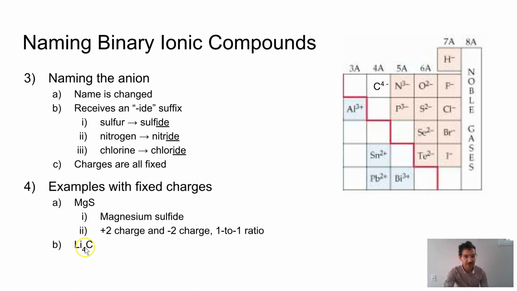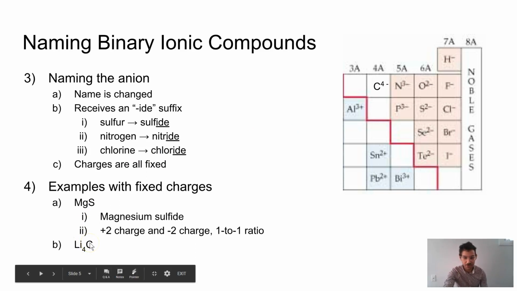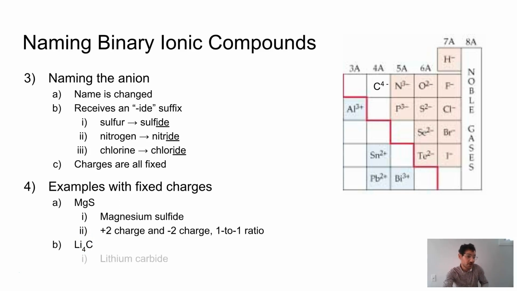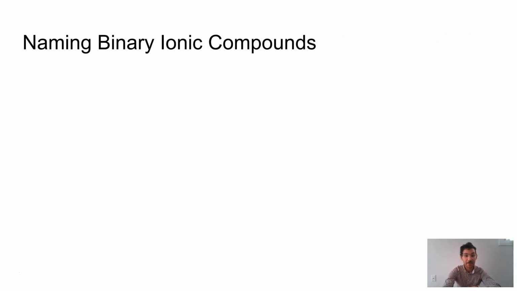Well, let's see. This is lithium, who has a fixed charge, and carbon, who has a fixed charge. All the anions do. So since lithium is not multivalent, I just call it lithium. And then I change my suffix on carbon to carbide: lithium carbide. And this is combining in a 4-to-1 ratio, we can see, because lithium has a +1 charge, if you check the periodic table, and carbon has a -4 charge. So we're going to need 4 lithiums to balance out the charge on the carbon.